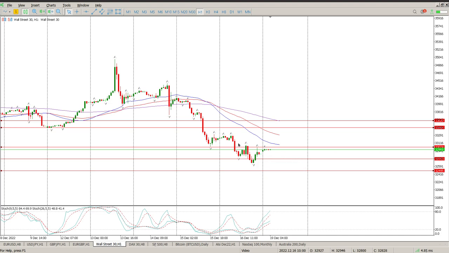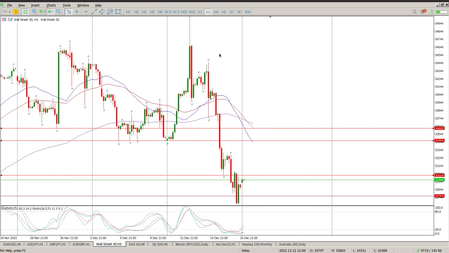We should be looking for shorts. The trend is to the downside at the moment on the 1 hour, as well as a potential short setup on the 3 hour. But that is the area I'd be interested in.